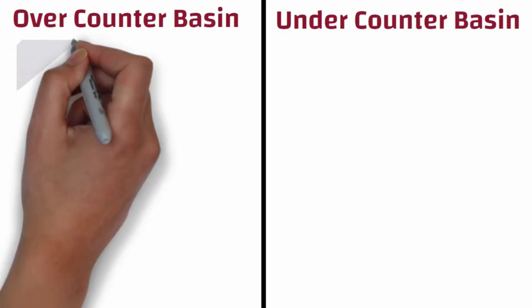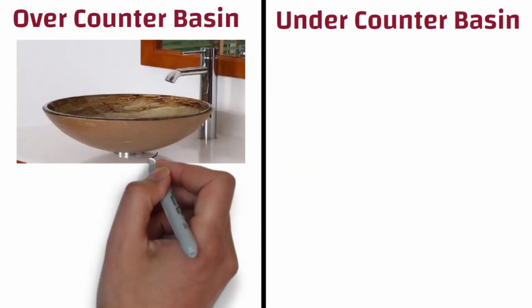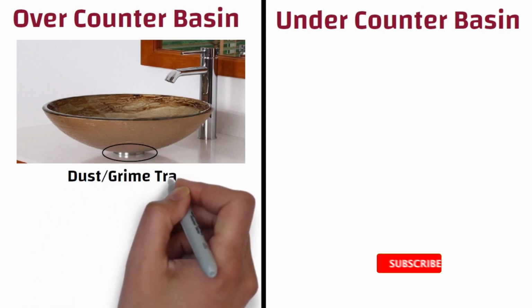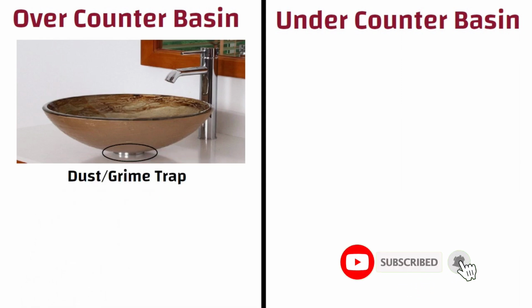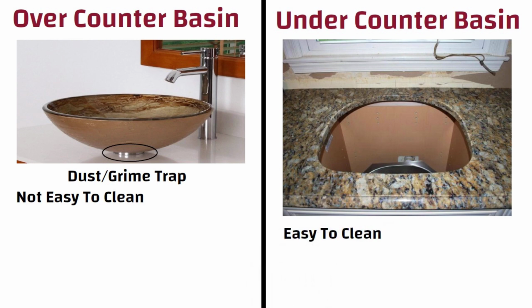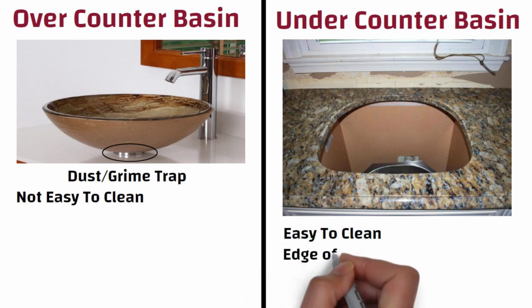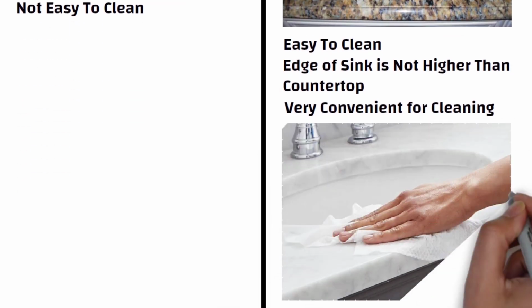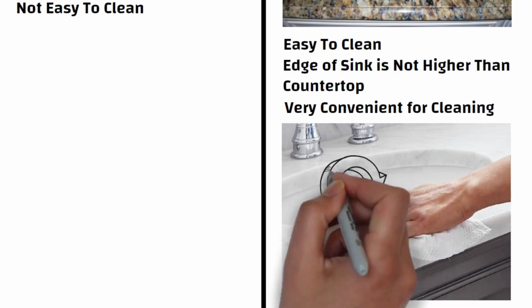Cleaning. As the basin is kept above the countertop, a joint between basin and countertop acts as a dust or grime trap. So over-counter basins are not easy to clean. Whereas under-counter basins are easy to clean. The advantage is that the edge of the sink is not higher than the countertop, so it is very convenient for cleaning. All the water stains and dirt on the countertop can be washed into the basin.